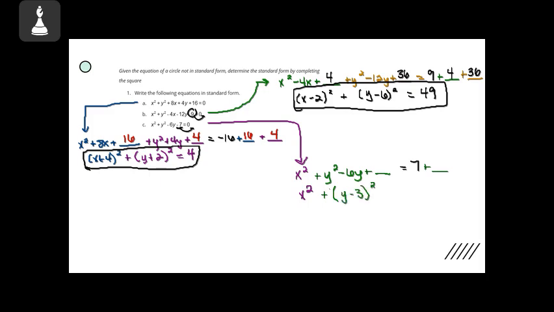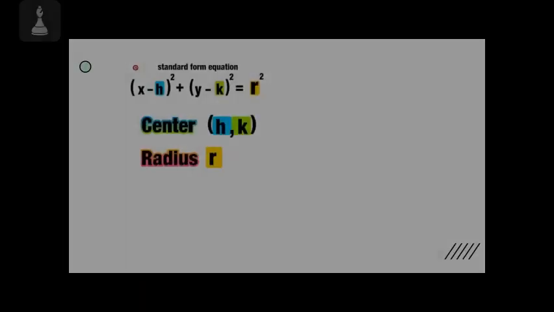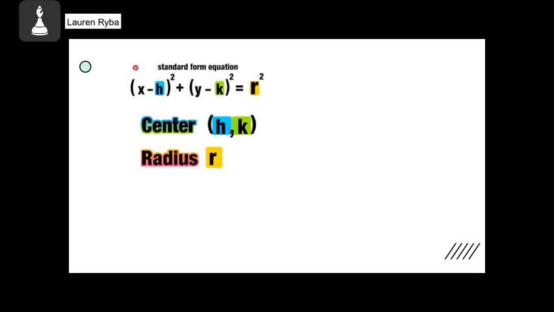So we have x squared plus the quantity y minus 3 squared equals, if I add these two together, I'm going to get 16. And this is the way we want all of our circles to be written because it gives me my center and my radius. Now we have our equation in correct form.